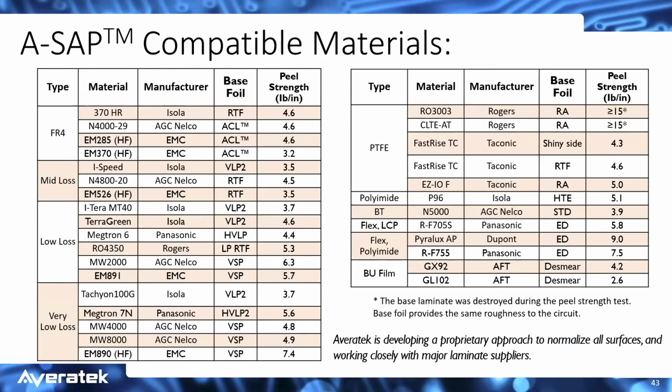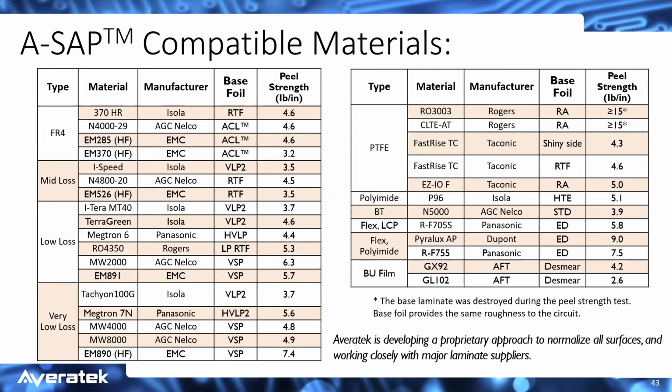Okay, so these are some of the materials that we've tried out and have shown to work. So typical peel strength that's considered acceptable by most people is 4 pounds per inch. And so you can see that in the right column, the peel strength listed in pounds per inch. The items on the left are those typical materials going from sort of normal FR4 materials to mid-loss, to low loss, to very low loss materials.